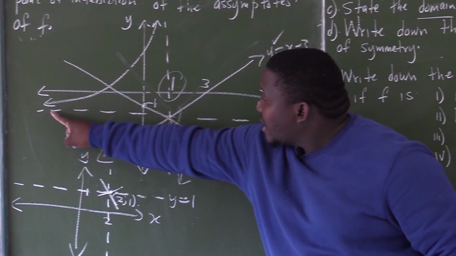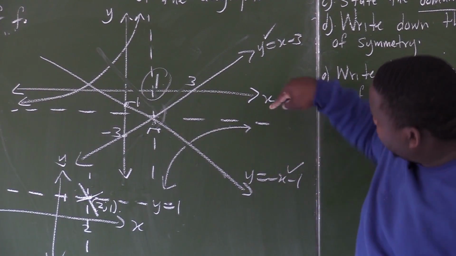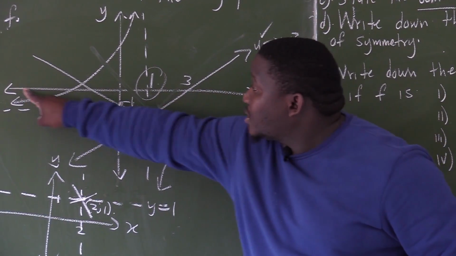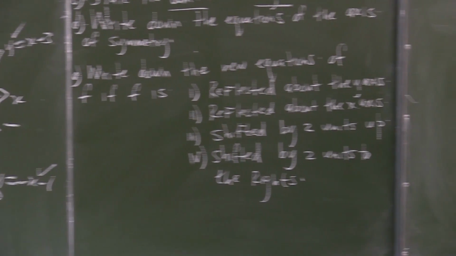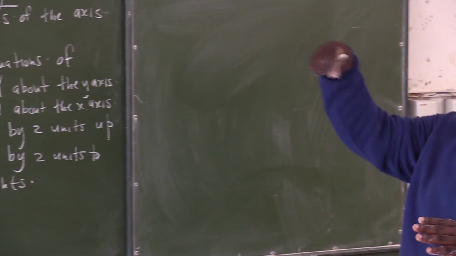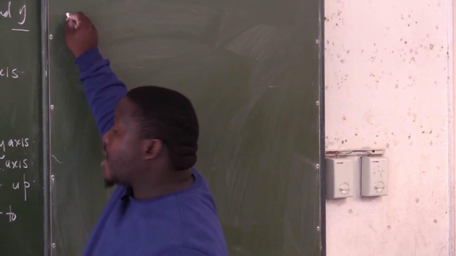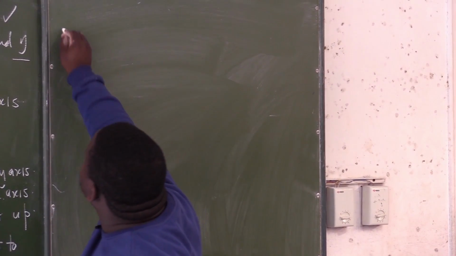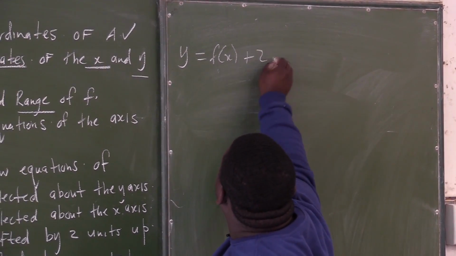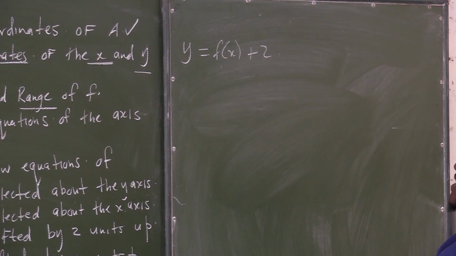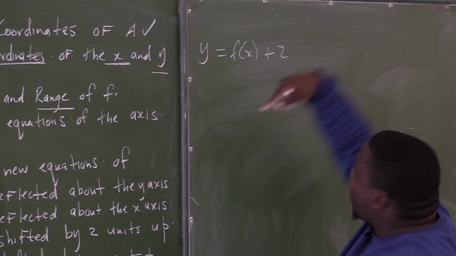It means this asymptote here, at minus 2, is no longer going to be at minus 2. If you shift it by 2 units up, it is now going to be at 0, at your x-axis. So the horizontal asymptote changes to 0. If I'm shifting the graph of f by 2 units up, I will have a graph which says y equals f of x plus 2. But if it was 2 units down, I would subtract a 2. Down, you subtract a 2; up, you add that value.